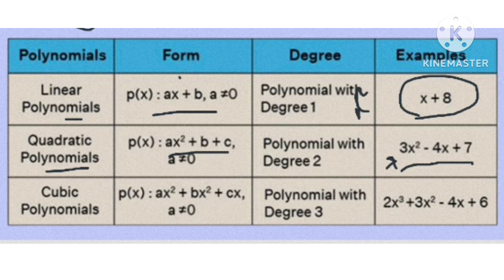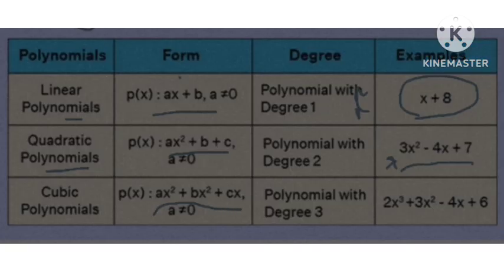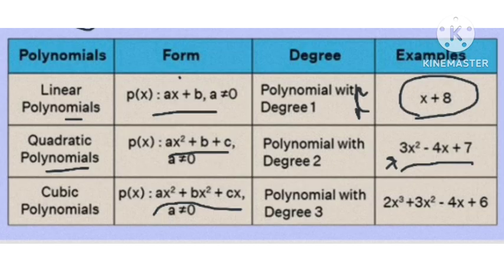And the last one is the cubic polynomial. The form will be ax cube plus bx square plus cx plus d. For example, 2x cube plus 3x square minus 4x plus 6 is a cubic polynomial, and the degree of the polynomial is 3. Why? Because the highest power of x in this term is 3. So the degree of the polynomial will be 3.